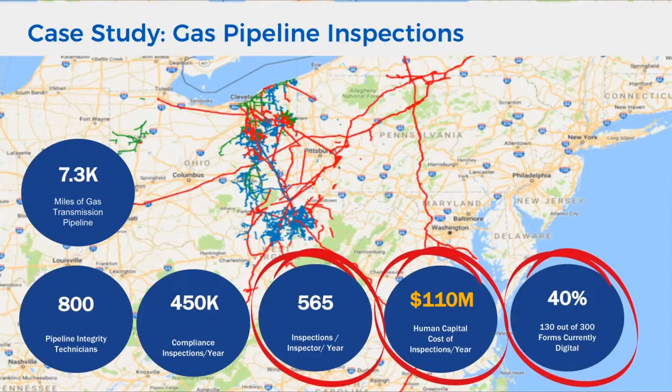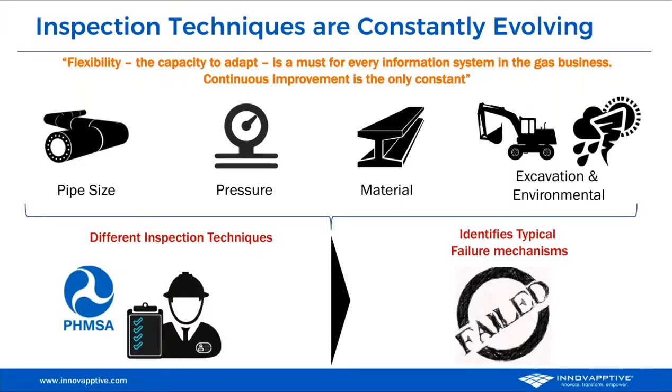So that was the customer situation, and one of the key challenges, even with those 130 forms, was that they did not have the dynamism for those forms, meaning changes were hard to make and implement even on the existing forms. One of the key challenges they were facing was flexibility. They did not have the flexibility or the capacity to adapt, right? Because in their business, everything is driven by the PHMSA authority, the Department of Transportation.